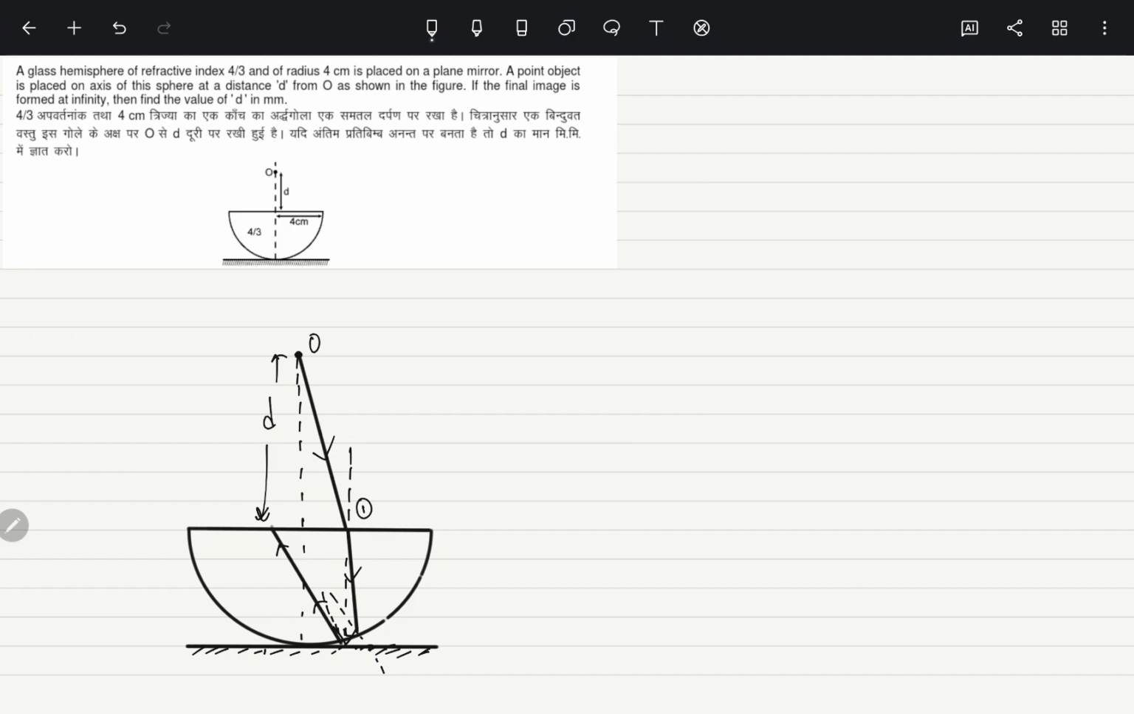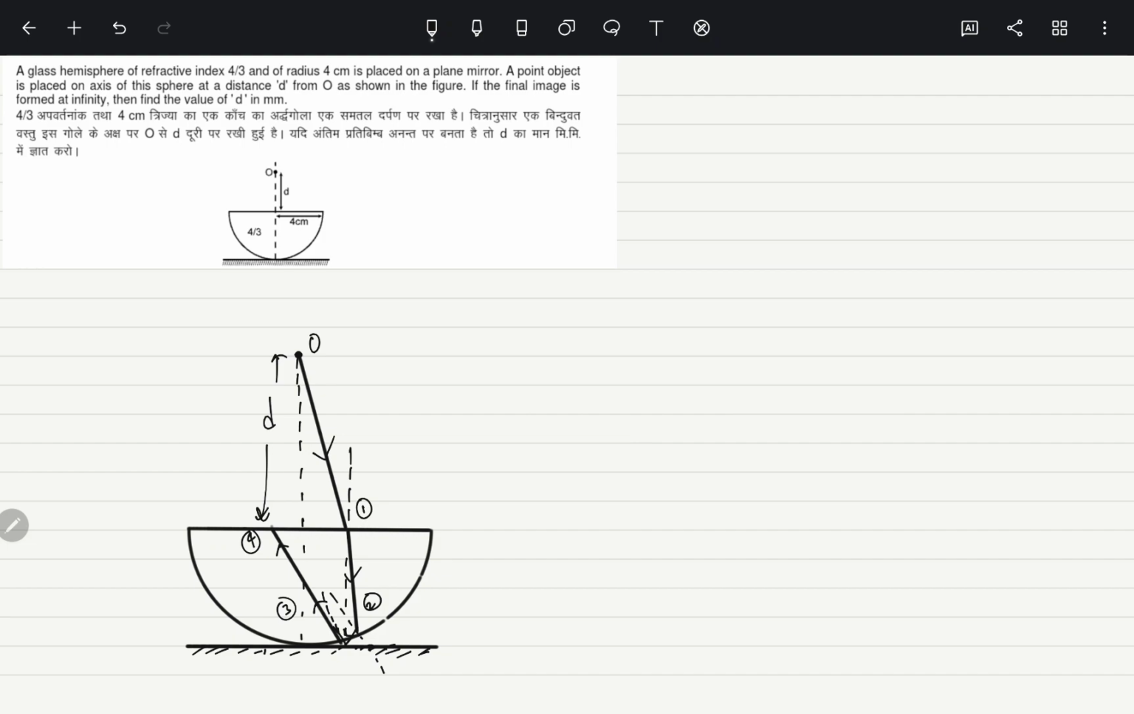So there's the first refraction that will take place here. There's refraction on the plane surface, and when it enters, it will be incident on the curved surface. So again there will be a second refraction. Then there's a reflection on the plane mirror. Then after reflection there's a refraction on the curved surface, and in the end there is a refraction on the plane surface. So overall there are 4 refractions happening, and one reflection happening.